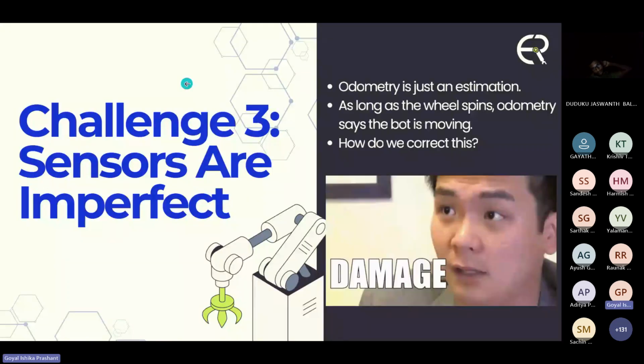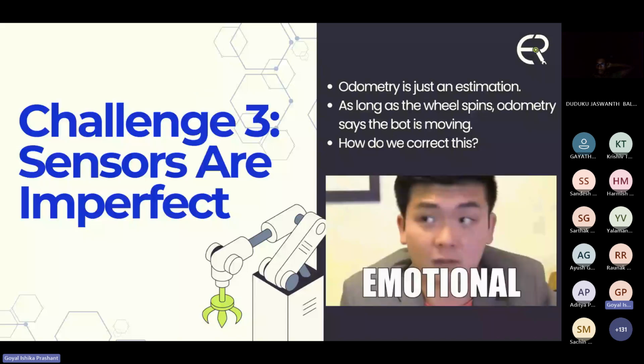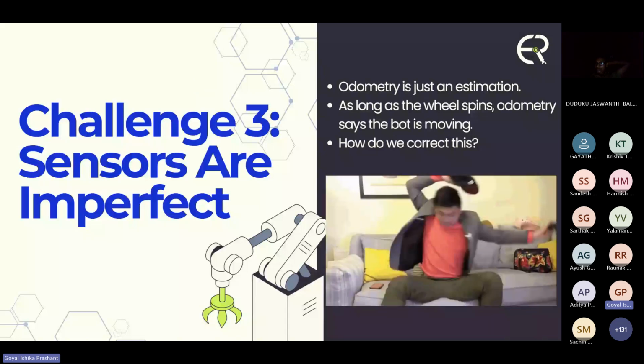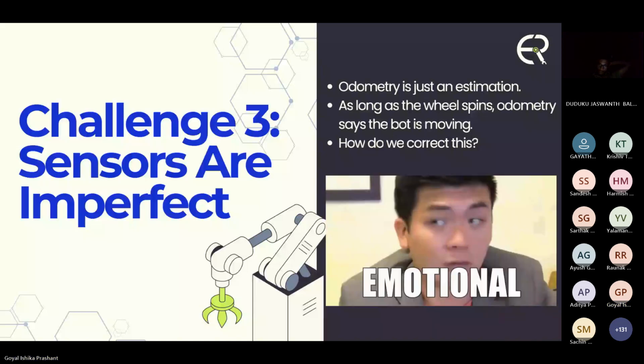This brings us to challenge number three, that sensors are imperfect. As we saw, odometry was just an estimation. As long as the wheels of the rover were spinning, odometry said that yes, it was moving. So how do we correct this?